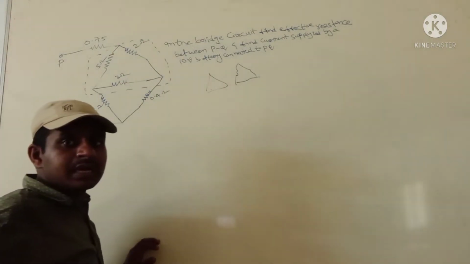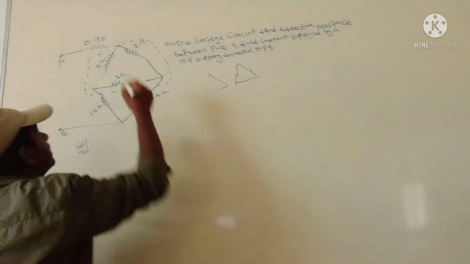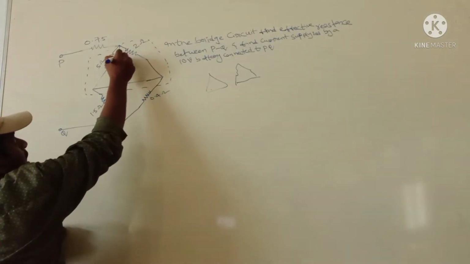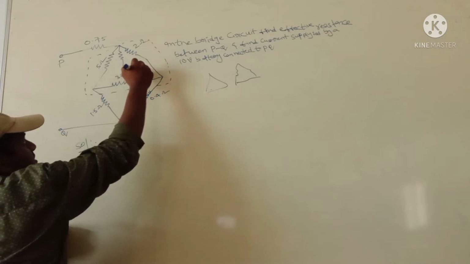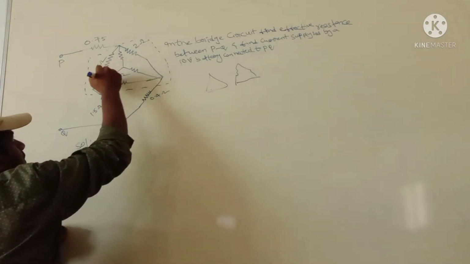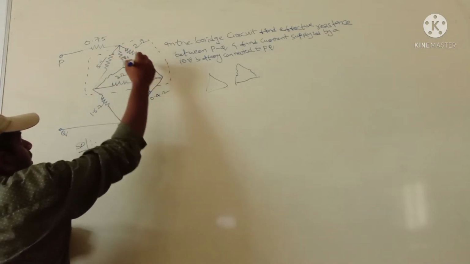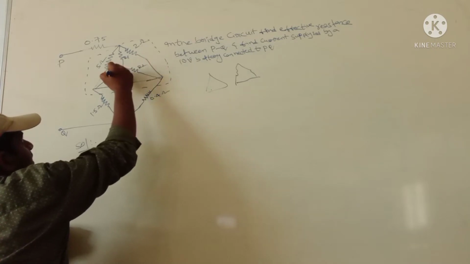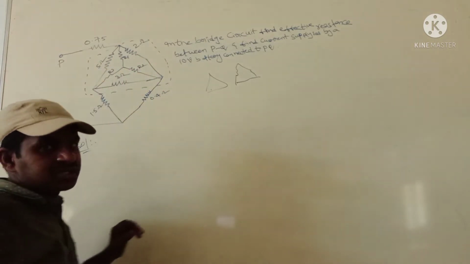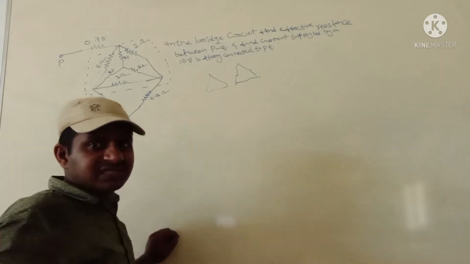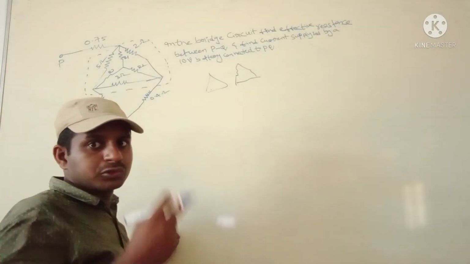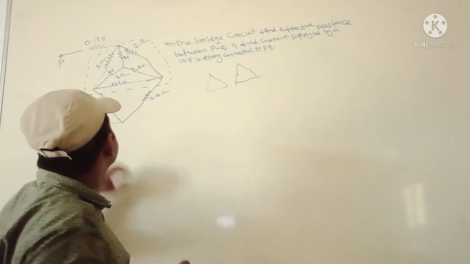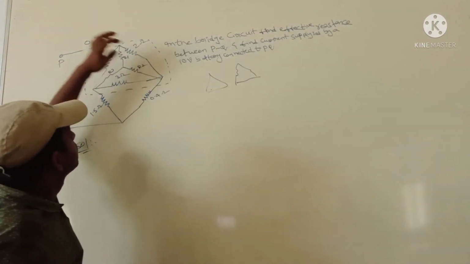The star representation we already know is like this: this is R1, this is R2 and this is R3. All those representations we already learned in the previous session classes. If you have any doubt, please go through our channel.